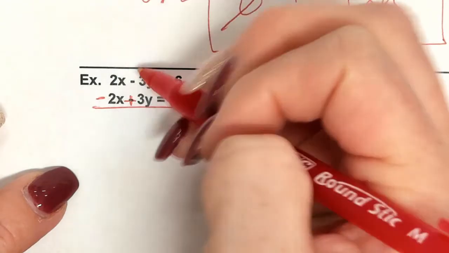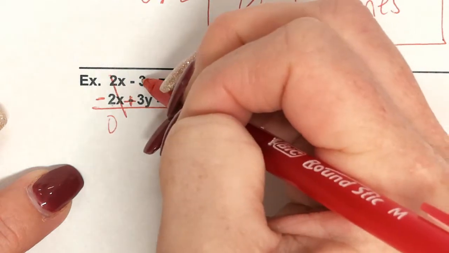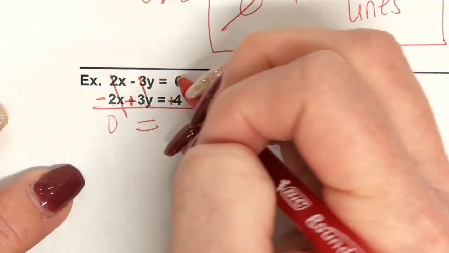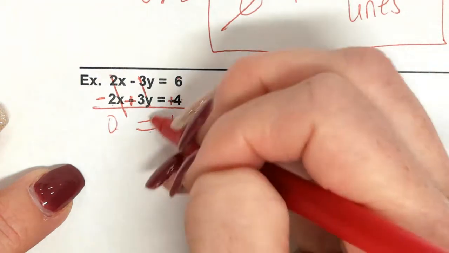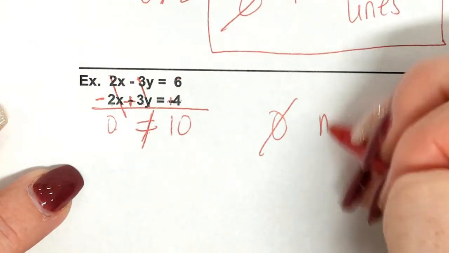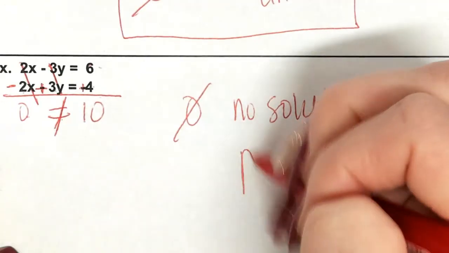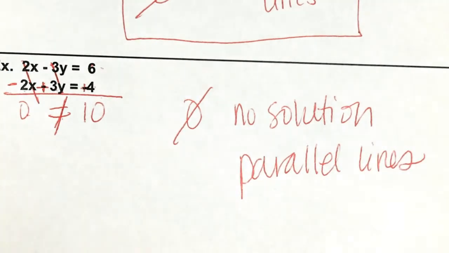Now let's go eliminate. +2 and -2, 0. -3 and +3, 0. What's 0 plus 0? 0. What's 6 plus 4? Does 0 equal 10? So my answer would be no solution. Why would it be no solution? Because these two lines would make parallel lines. Anytime you get no solution, it has to be parallel lines. You could go graph it and prove it that they're parallel, but I'm telling you they're parallel.